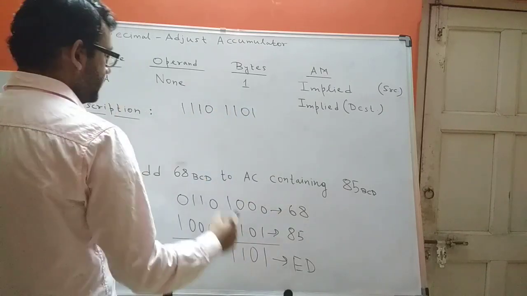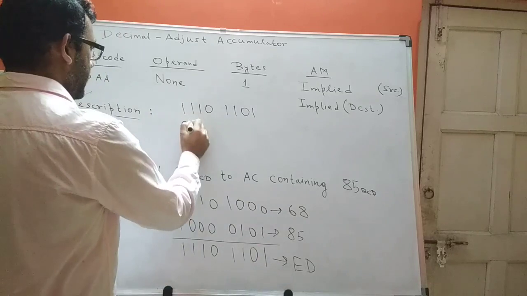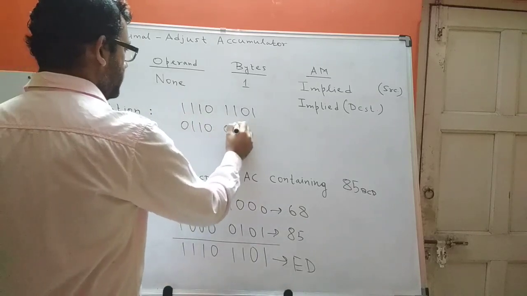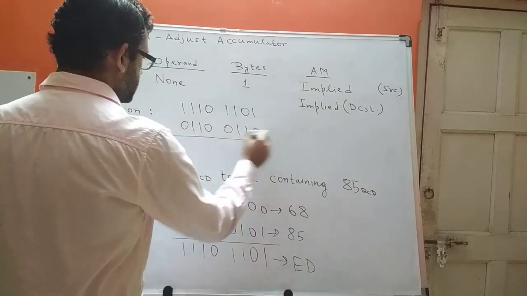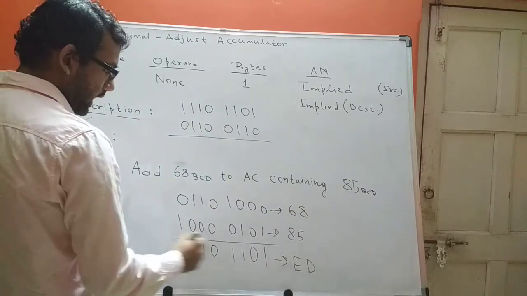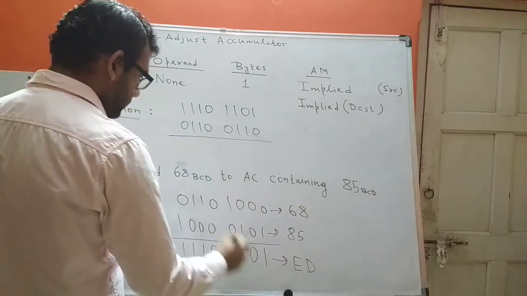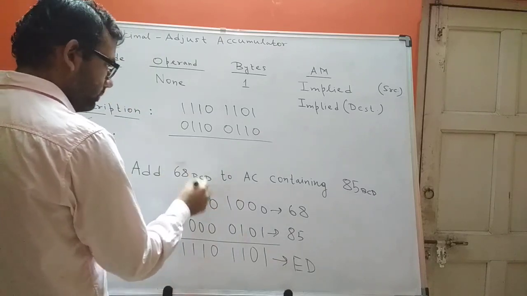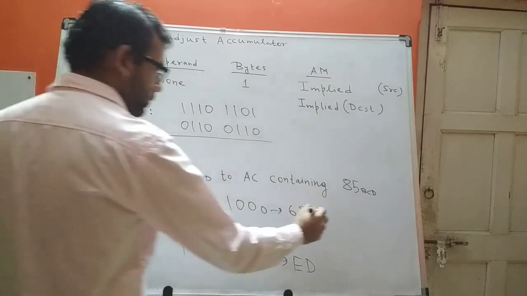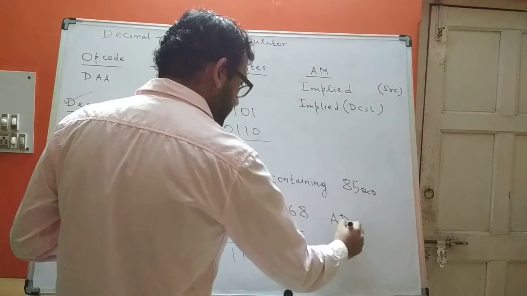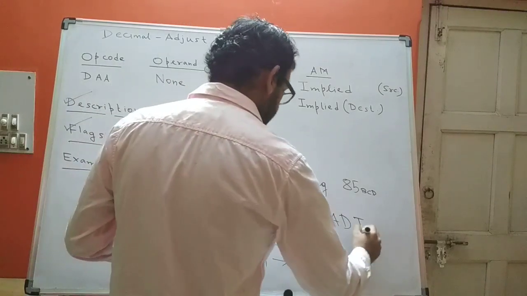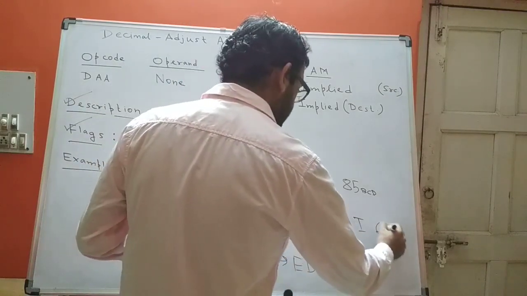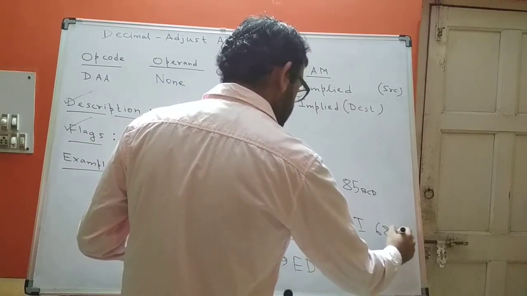So this is my result. Now I'll add 66. So I'll add 0110 and 0110. Let's say I have this number and I'm adding it directly with the accumulator. Then what should I write? I should write ADI, right? Add immediate. So I should say add immediate 68H.